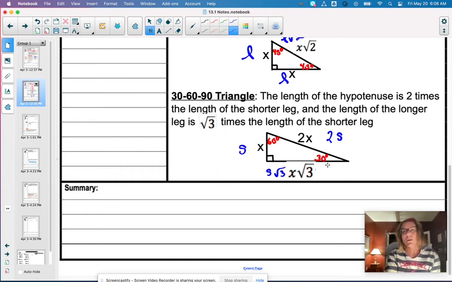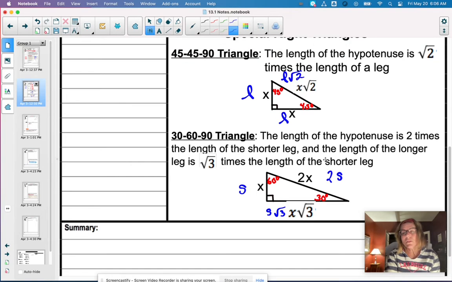Also, here's what I want to point out. On the 45-45-90, obviously because these angles are congruent, that's why the side opposite the 45 is L and the side opposite the other 45 is L. They're equal to each other. And then the hypotenuse is L root 2.